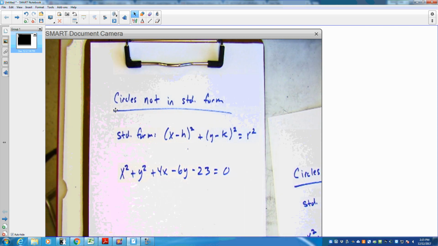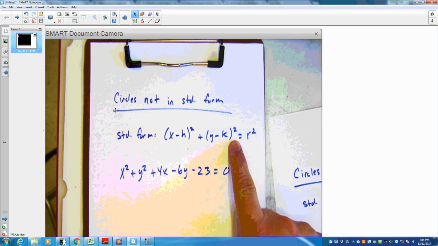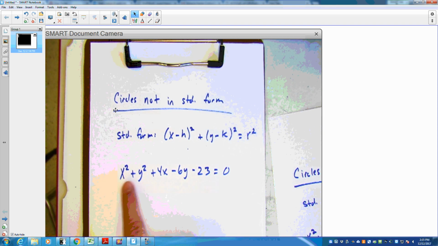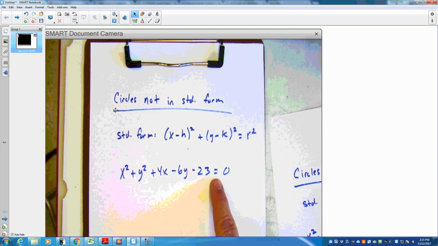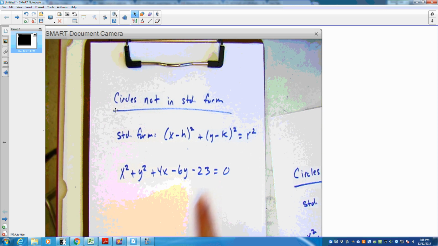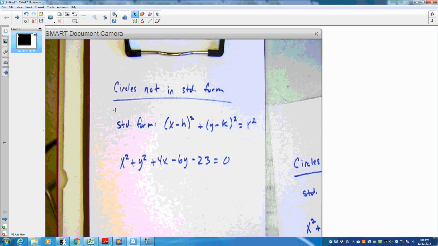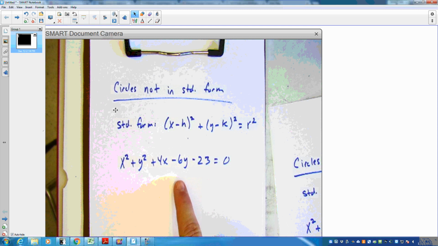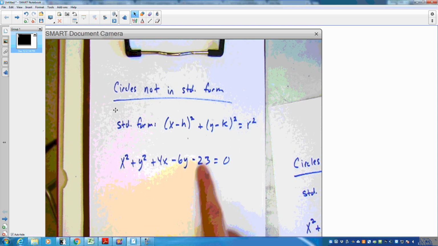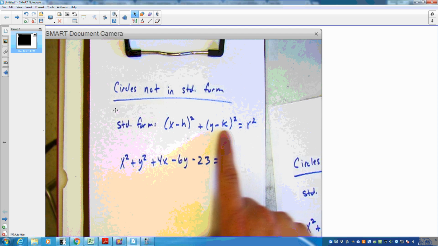Okay, and you look at that, you don't even realize that is a circle, do you? That looks nothing like this, does it? Okay, so how am I going to be able to tell what the center and the radius is of this? First off, I don't even know it's a circle. Okay, it is. It's a circle. So really what we have to do to get the center and the radius is we have to switch it from this form, which is not the standard form, to this form.